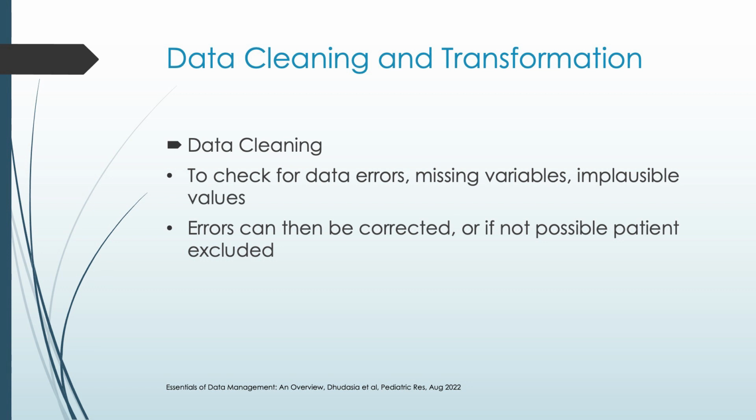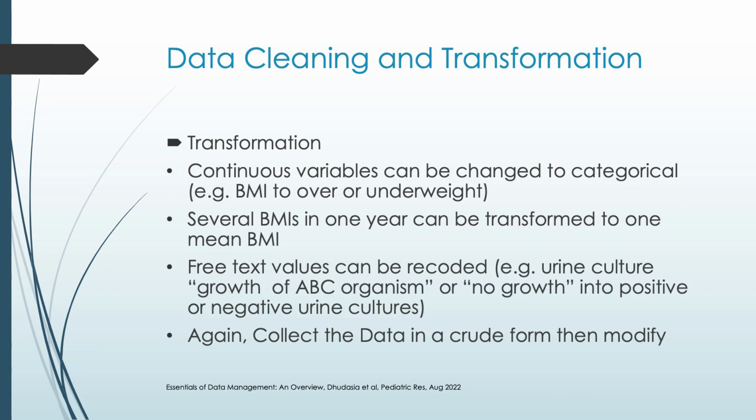With regards to data cleaning and transforming, like we said, you check data for errors, missing variables, impossible values. Errors can then be corrected, or if not possible, patients excluded. Transformation means changing the variable from one form to another. For example, you can change a continuous variable to a categorical, such as BMI to over or underweight. Several BMIs in 1 year can be transformed to one mean BMI.